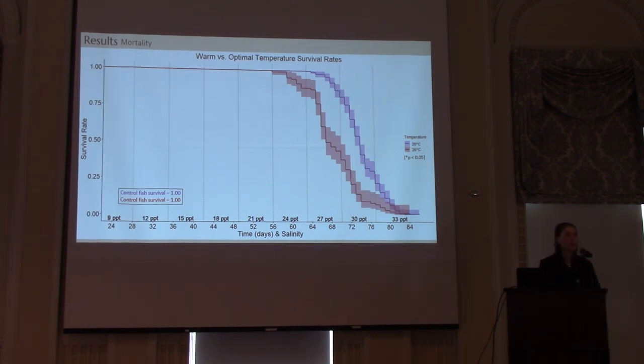Once again, this was semi-anticipated as warmer water, like I said before, increases those metabolic rates and osmoregulation demands. So in combination with that salt stress and those increased demands, these fish were dying at earlier salinities compared to that optimum temperature. And there was no mortality in the control fish in this warm water treatment as well.